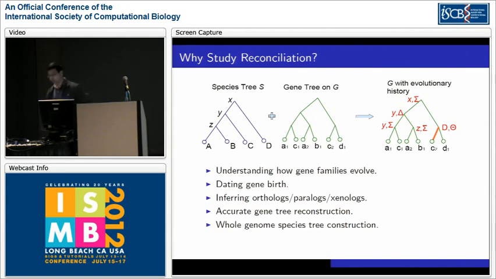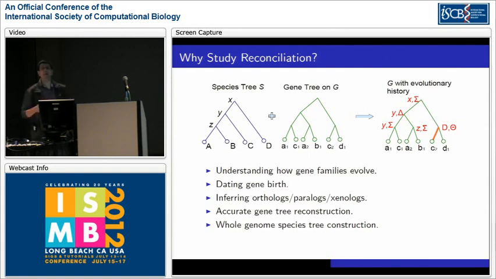So why do we bother with this problem at all? Why study reconciliation? So obviously there is this immediate application, right? You want to understand gene family evolution, and you can't do that without understanding the history of speciations, duplications, transfers, and losses. Besides that, you can use it for dating gene birth. So, for instance, as part of the reconciliation, you know where the root node of that gene family tree actually maps to in the species tree. You can use that now to date your gene families.